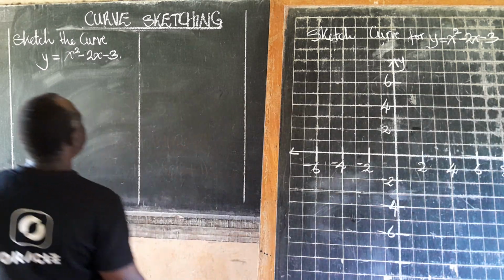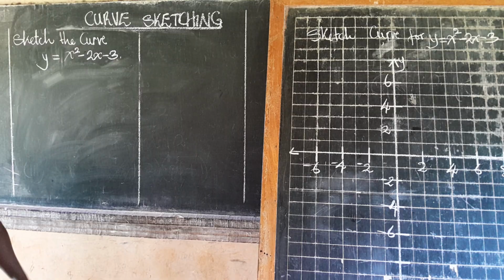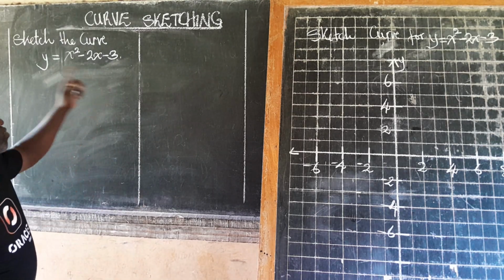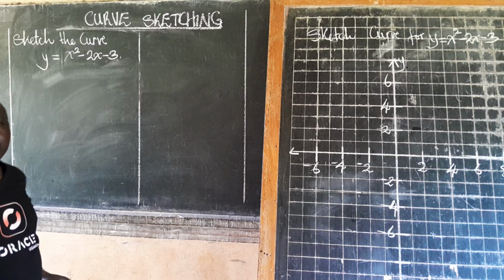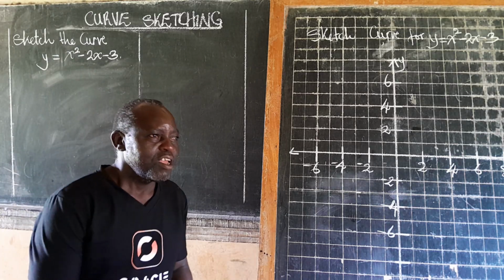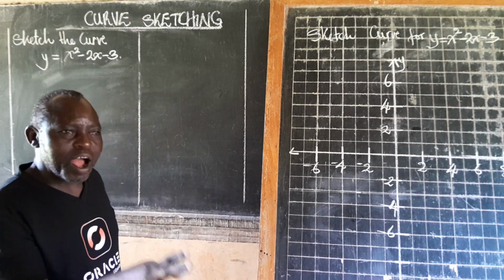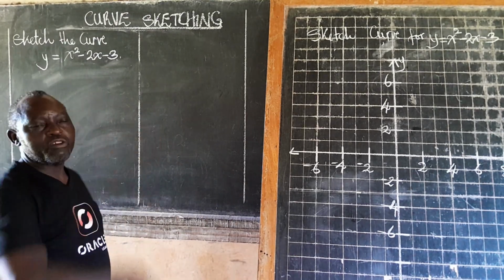Once again, we are back at our math session. Now, basing on the previous topic, where we talked about curves, today we are talking about curve sketching. When we refer to curve sketching, that means that we are going to consider the curve, how it behaves when it is put on the graph.